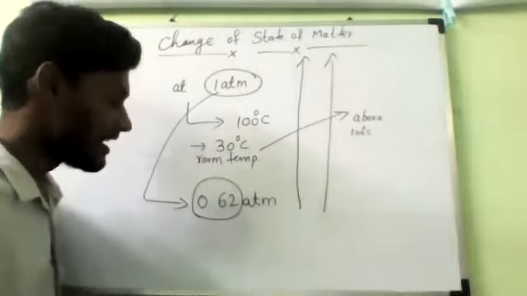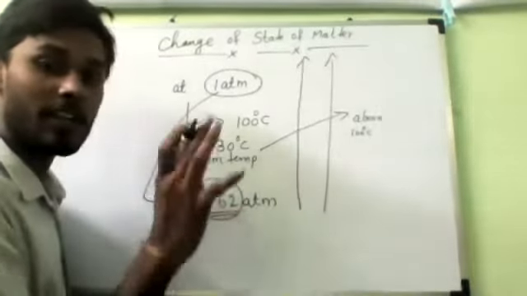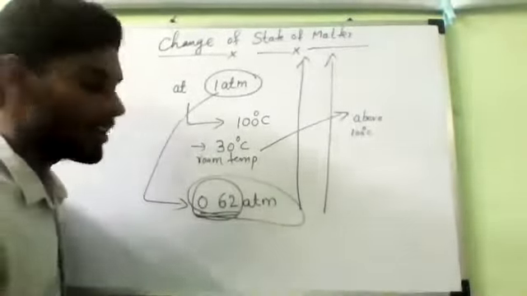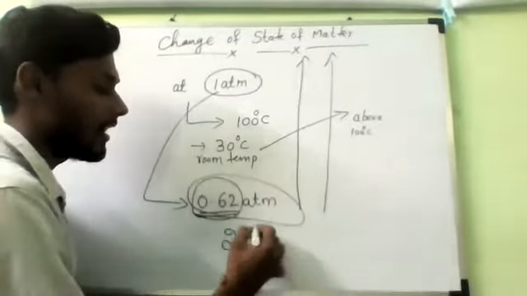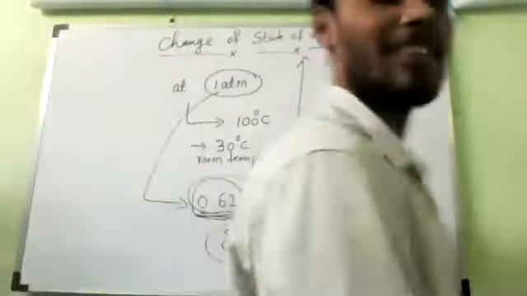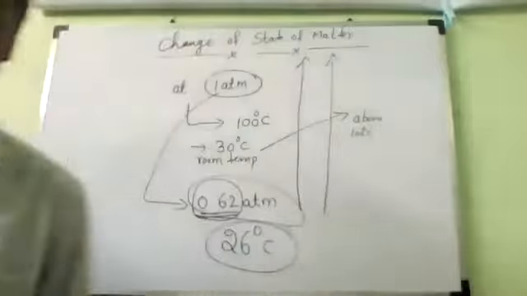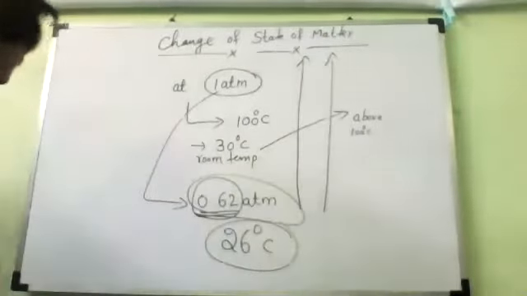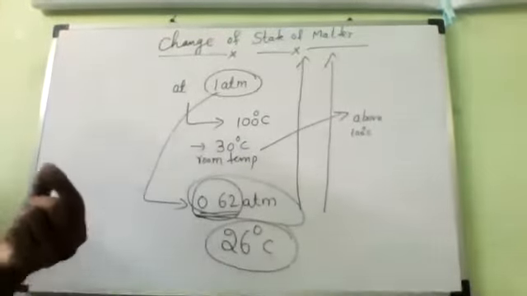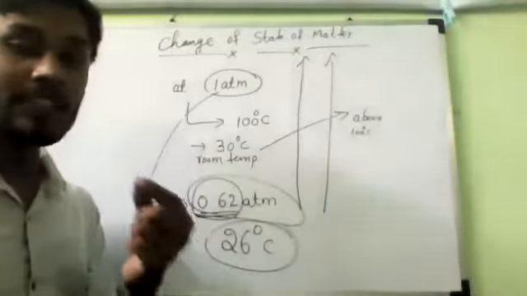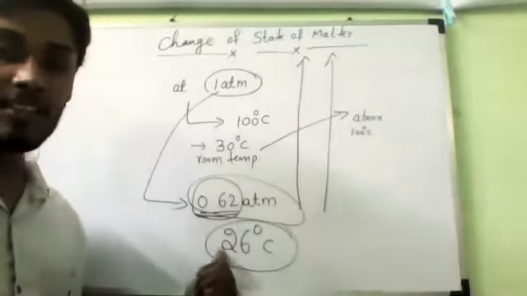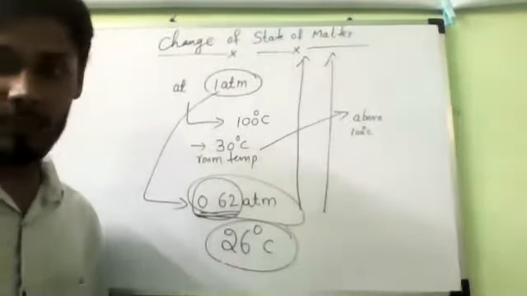Just for your understanding, if you reduce the pressure to 0.62 atm, do you know, water will evaporate at 26 degrees Celsius itself. It will be in the gaseous state. I'm not joking, it is a fact. If you reduce the pressure to 0.38 atm, then how much does the temperature fall? A drastic change in temperature. Have you noticed it?